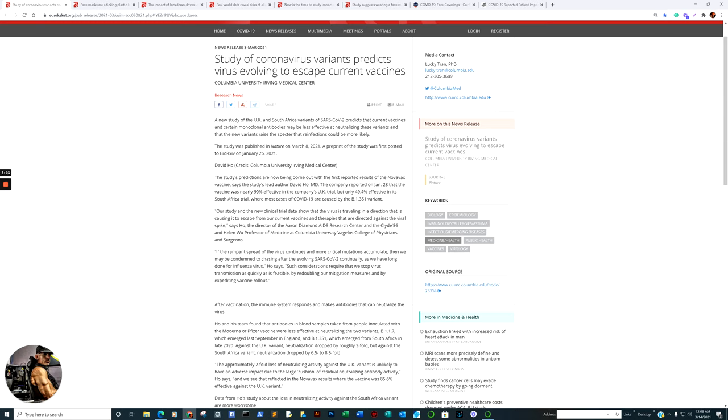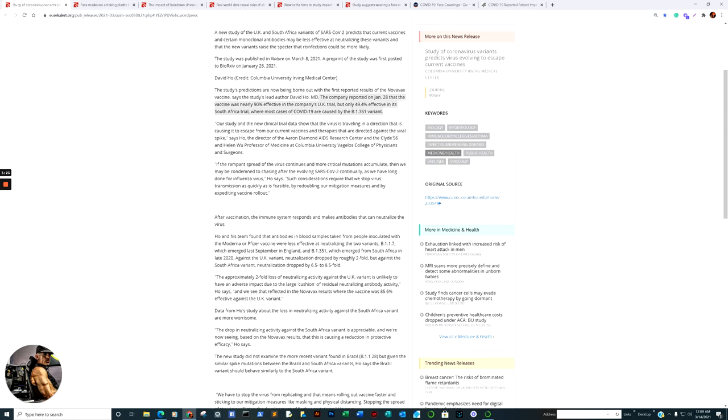But to proceed, the virus escaping potential vaccines. Look how fast this happened here. The company reported on January 28th that the vaccine was nearly 90% effective in the company's UK trial, but only 49.4% effective in the South African trial. Now, let's go a little further down the line. This is how fast it loses its potency in reference to certain strains. So the Moderna and the Pfizer vaccines were less effective at neutralizing the two variants, B117, which emerged last September in England, and B1351, which emerged from South Africa in late 2020.